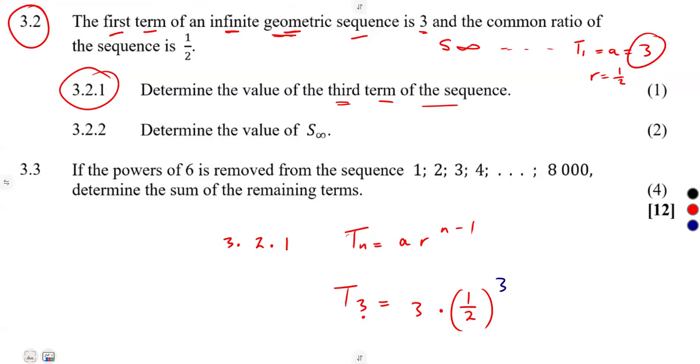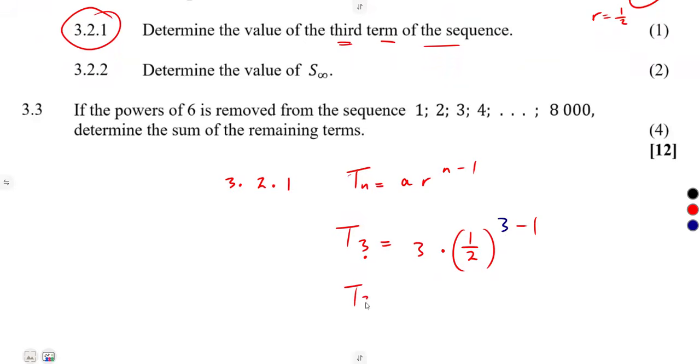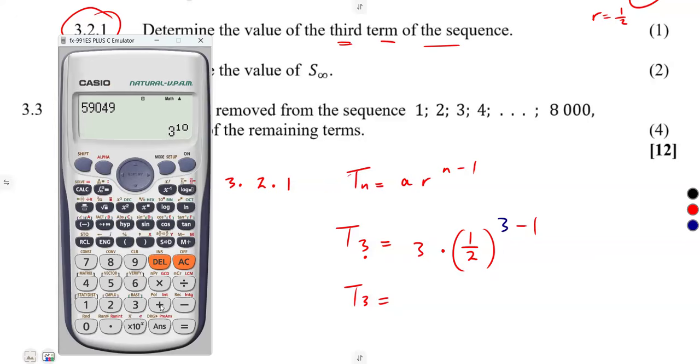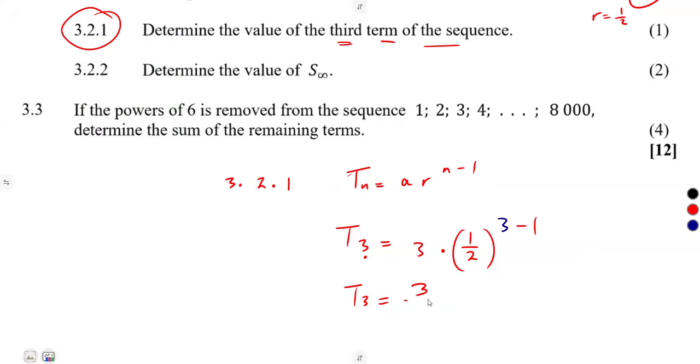Is 3. So it's going to be 3 minus 1. So we can determine the third term directly like that. So that's 3 open bracket 1 over 2, that's to the exponent of 3 minus 1. And that is going to give us 3 over 4, just like that. So this is our third term.